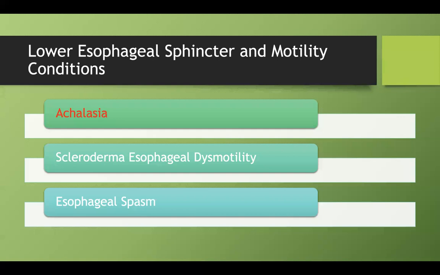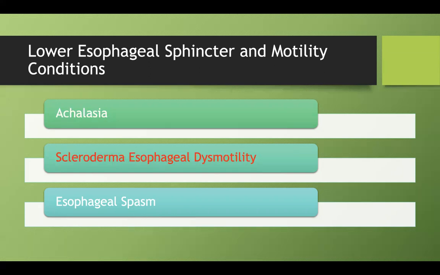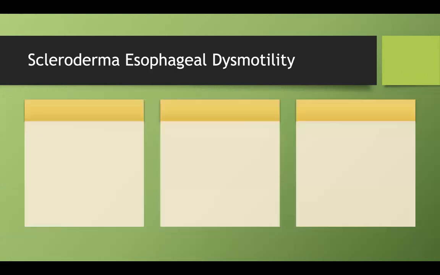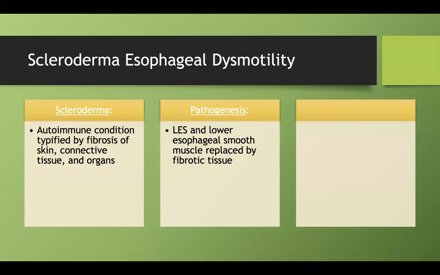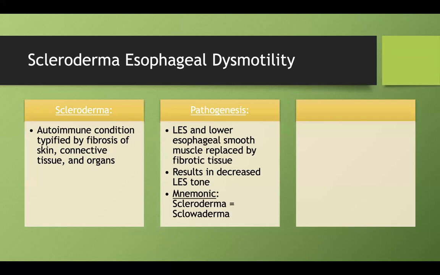So if they're going to test you on achalasia, you always have to think about other differentials, especially with the lower esophageal sphincter. And the most common differential that you're going to encounter is sclerodermal esophageal dysmotility. So first off, scleroderma is an autoimmune condition typified by fibrosis of all your skin, connective tissues, and organs. And how this works is that the lower esophageal sphincter gets replaced by fibrotic tissue, and so it doesn't work as well, and it actually causes decreased tone.